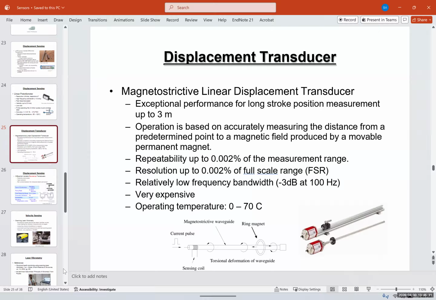So basically what this does, you have a magnetic coil and a sensing coil, you send a pulse, and depending on how the magnetic field and the distance and the time it takes to move that magnetic field, you can detect the distance.